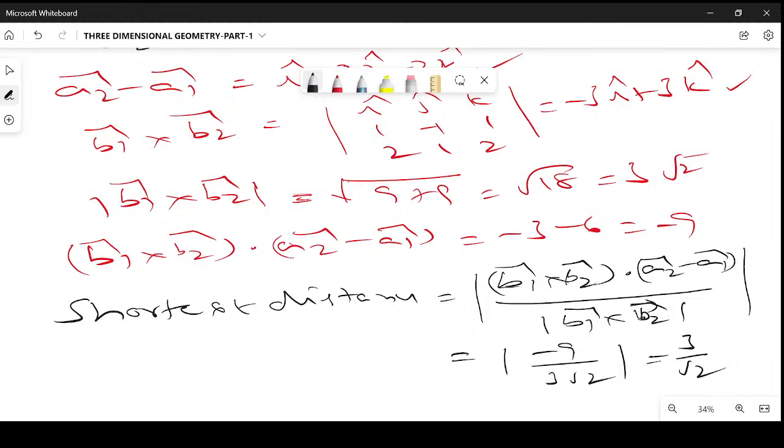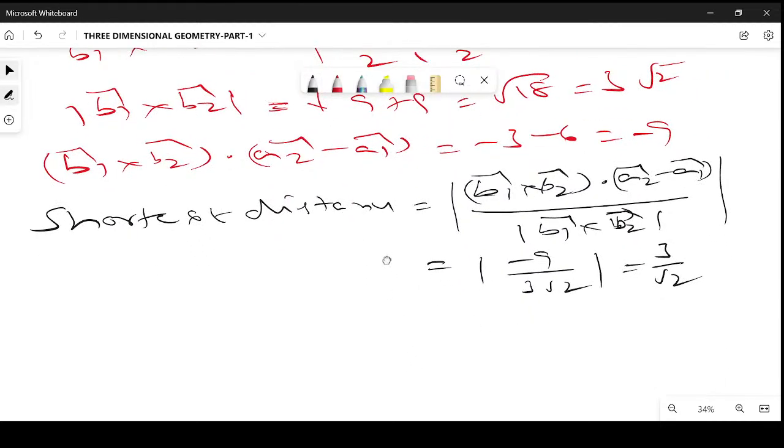If you rationalise, 3 by root 2 is equal to 3 root 2 by 2 units. That will be the final answer. This model is important, so practice this. The perpendicular problem is an expected question. These are the important models.